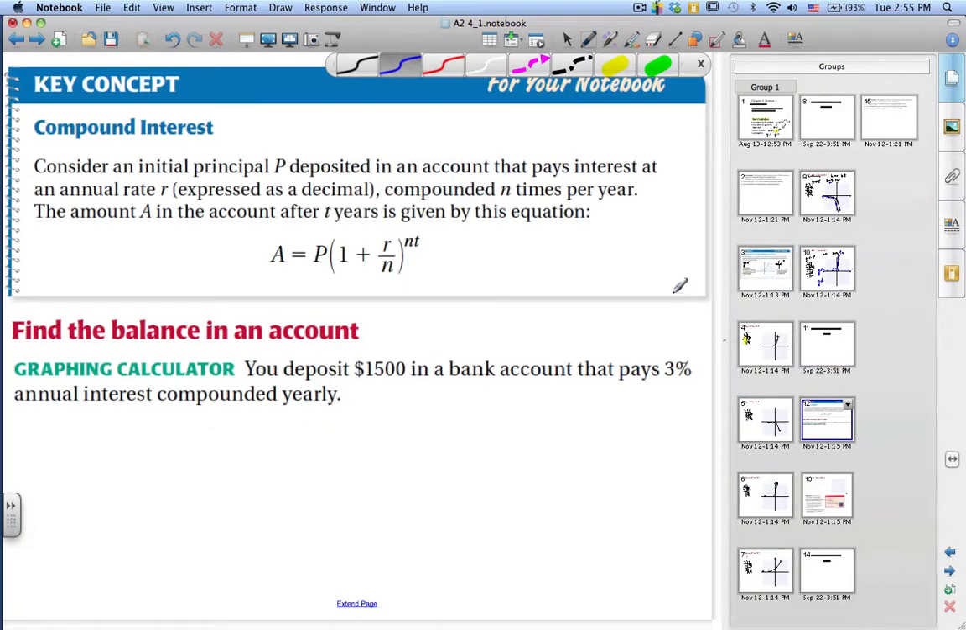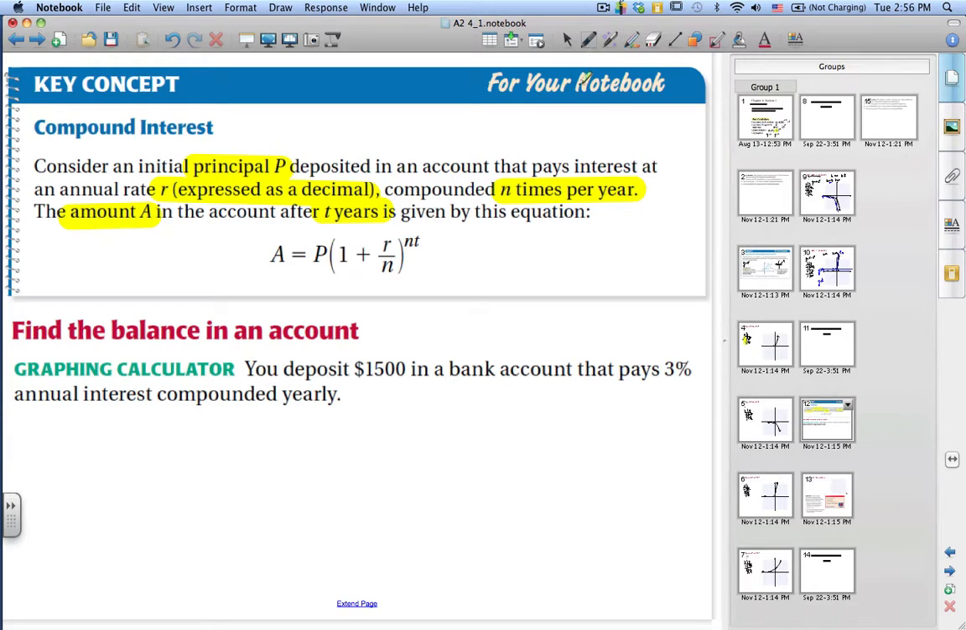Being interest or compounding anything, so this is what happens with exponential growth. We're going to look at an account balance would be equal to the principal, meaning the starting amount, times 1 plus the rate divided by the number of times you compound per year. So remember, the principal is P, the rate is R, and it has to be expressed as a decimal, and N is the number of times per year you compound the interest. A is the amount in the account after T years.